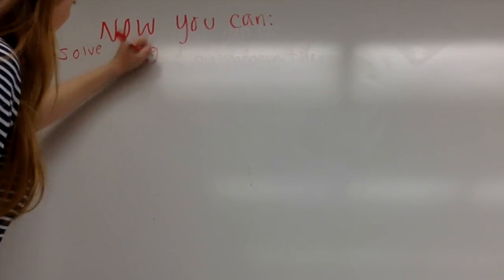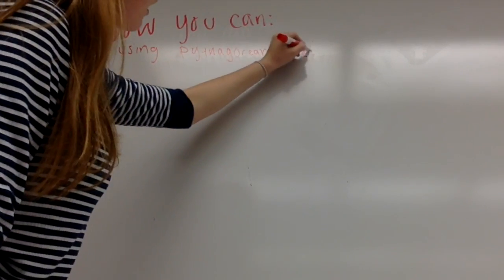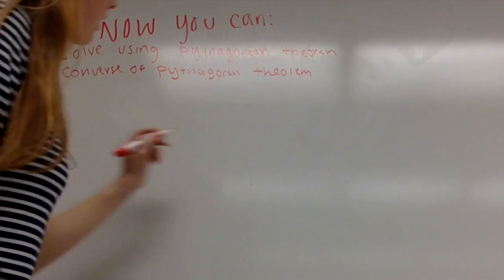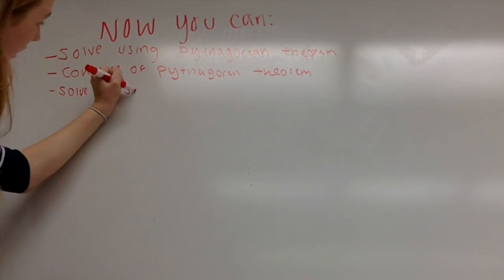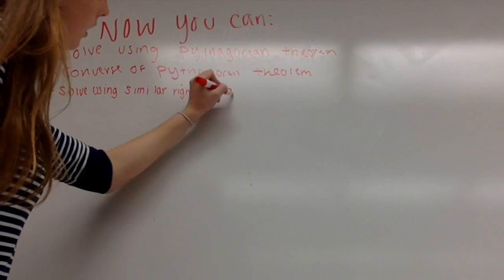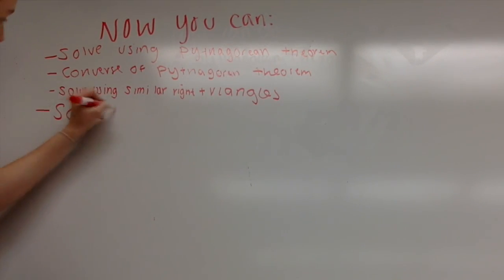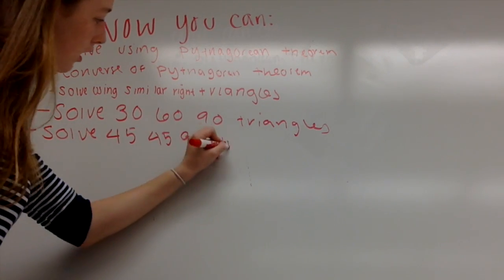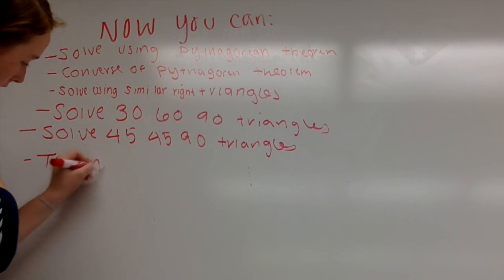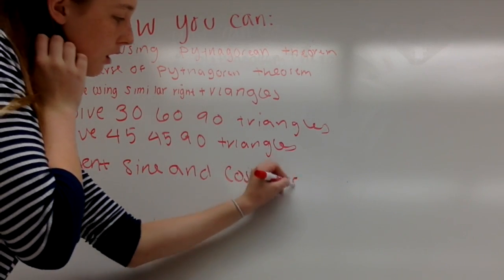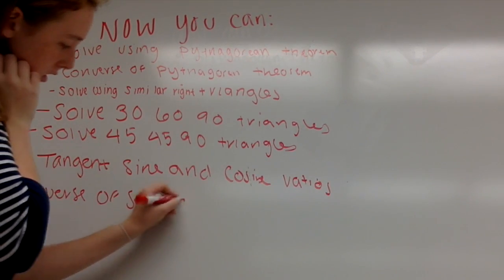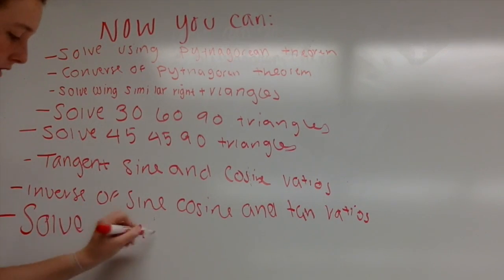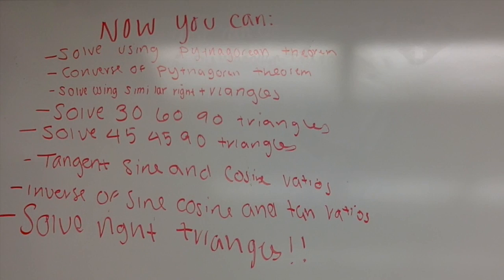Now you can solve right triangles using the Pythagorean theorem, figure out if it's an acute, obtuse, or right triangle using the converse of the Pythagorean theorem, use similar triangles to find out if the triangles are similar, solve 30, 60, 90 triangles, solve 45, 45, 90 triangles, use the tangent, sine, and cosine ratios to find side lengths, use the inverse of tan, cosine, and sine ratios to find angle measures, and you can solve right triangles using all of these theorems.